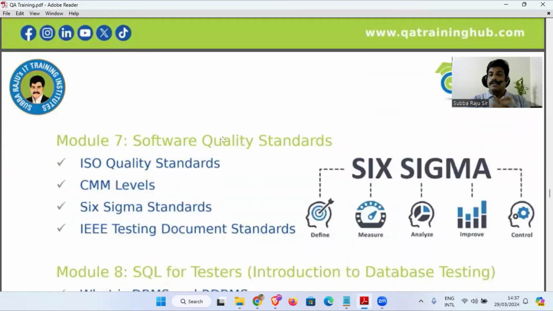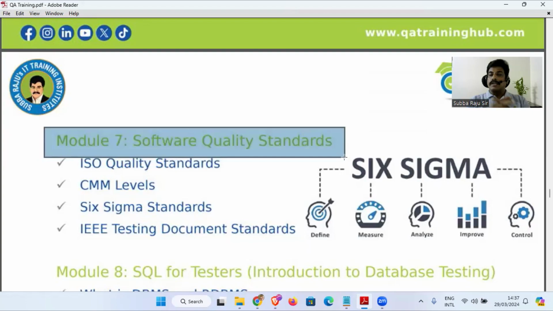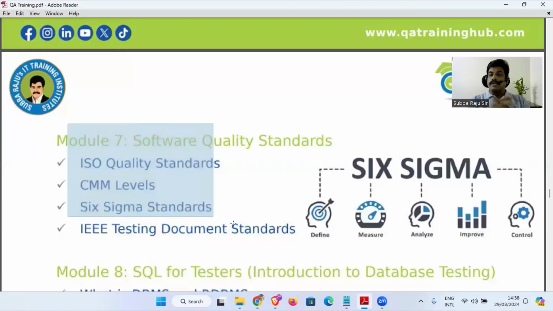Once these 6 modules are completed, I'm entering module 7, quality standards. These are highly preferred. As a test engineer, if you have some knowledge of quality standards, you will be rocking. Like the ISO standard, the Capability Maturity Model, popularly known as CMM from the Software Engineering Institute, Six Sigma standards, and IEEE documentation standards. These are the major components of module 7.